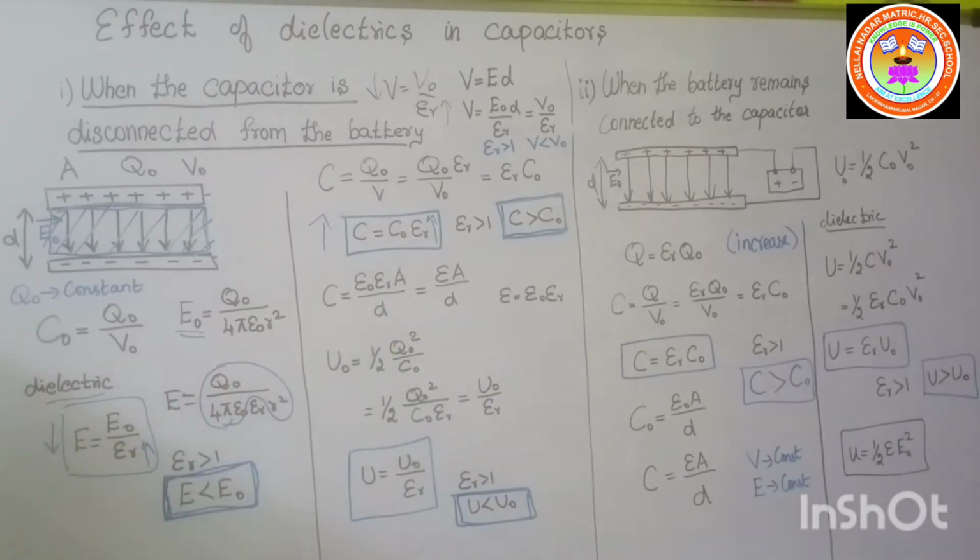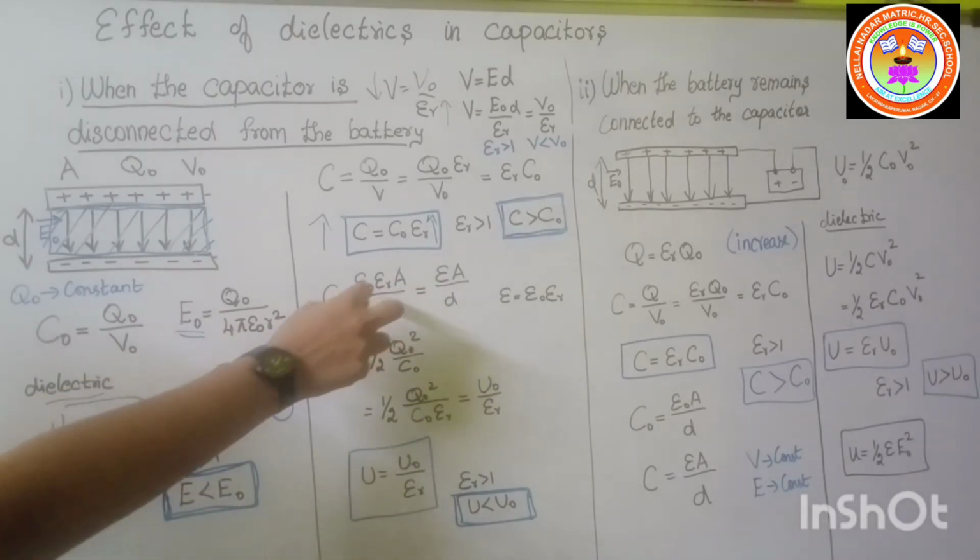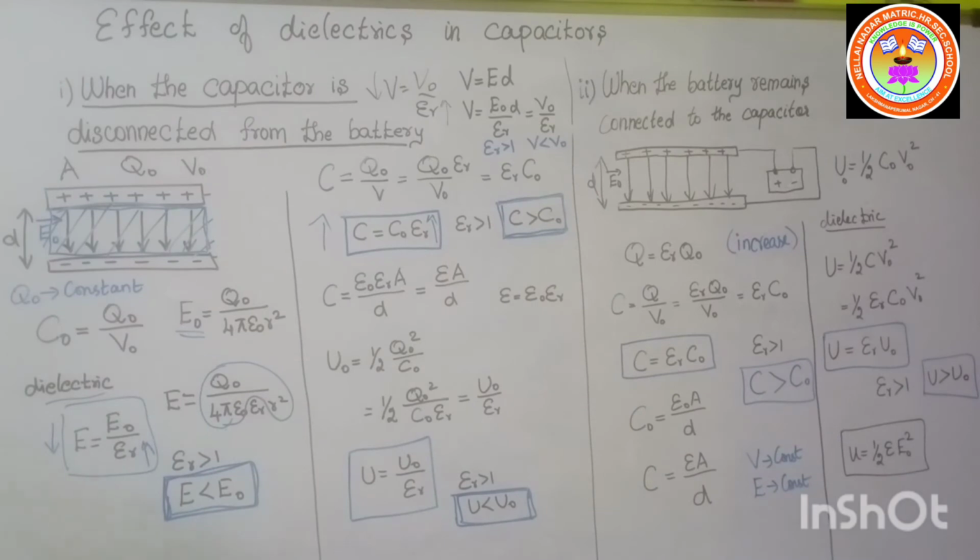From this, you know that instead of epsilon, the formula is epsilon R into epsilon naught. So here epsilon is the permittivity of the dielectric medium. This formula you also want to write in addition.